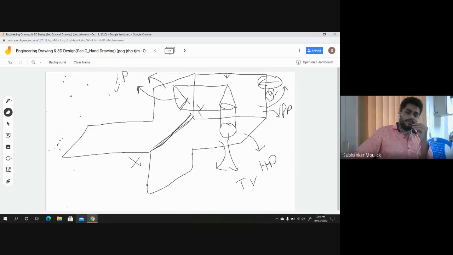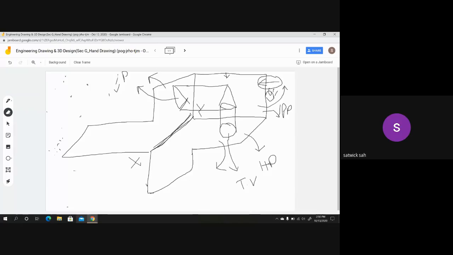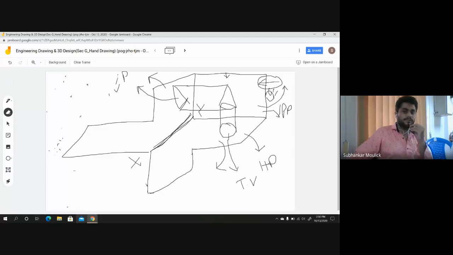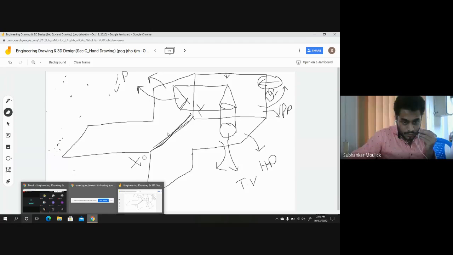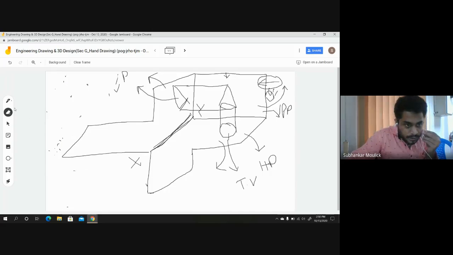If I solve the same problem by third angle projection method, please let me know where will be the position of the object. Yes, the object will be placed in the third quadrant. So let us place the object. So this is my object, that is a cone.